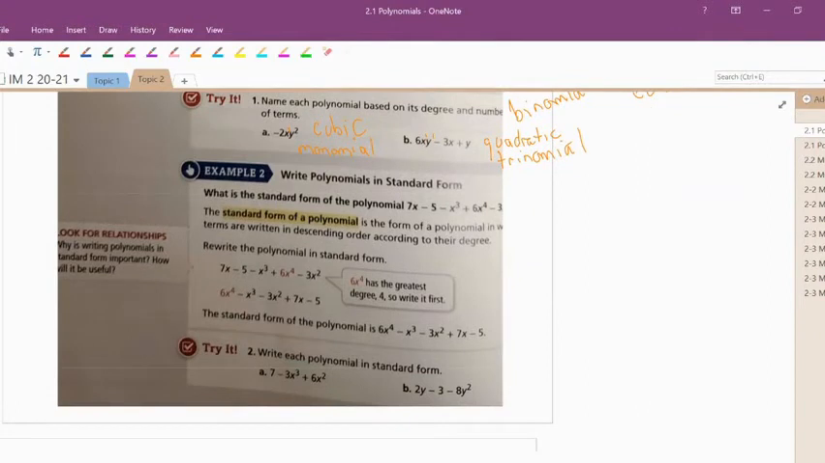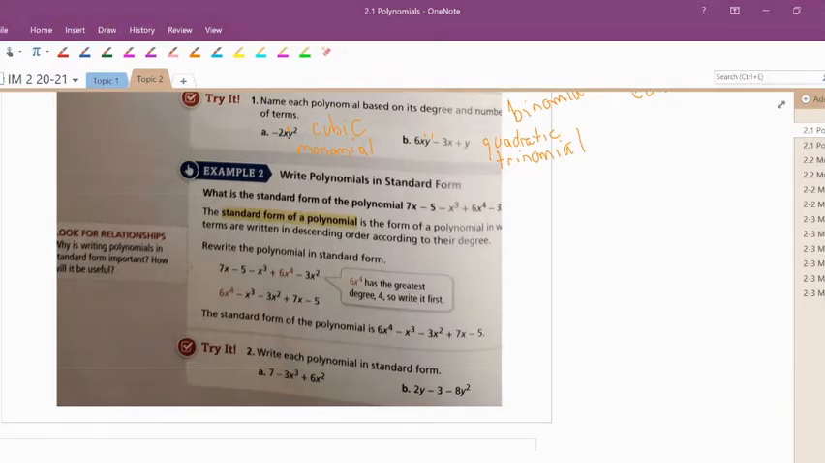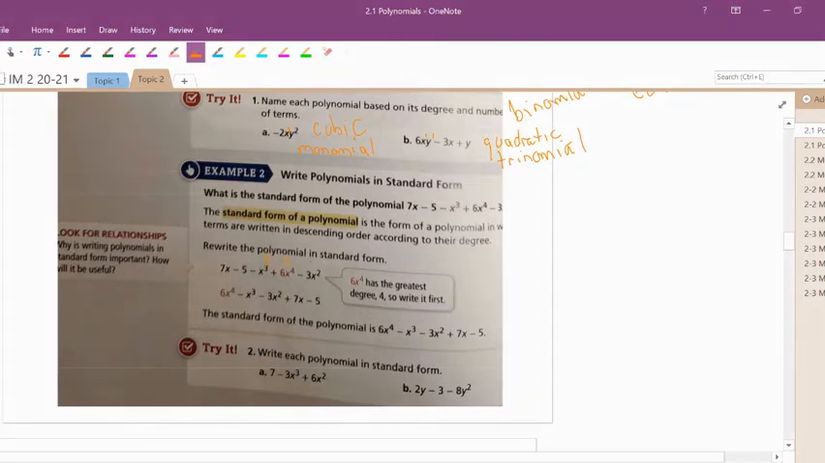Again, standard form of a polynomial is when our degrees are written in descending order. So biggest degree on the left, and then smallest degree as we go to the right. So they have the example here, 7x minus 5 minus x cubed plus 6x fourth minus 3x squared. So what is the biggest degree? 4. Then x cubed and negative 3x squared, and 7x, and of course the constant has no degree, so it's last. And it's just telling us what order to put them in.